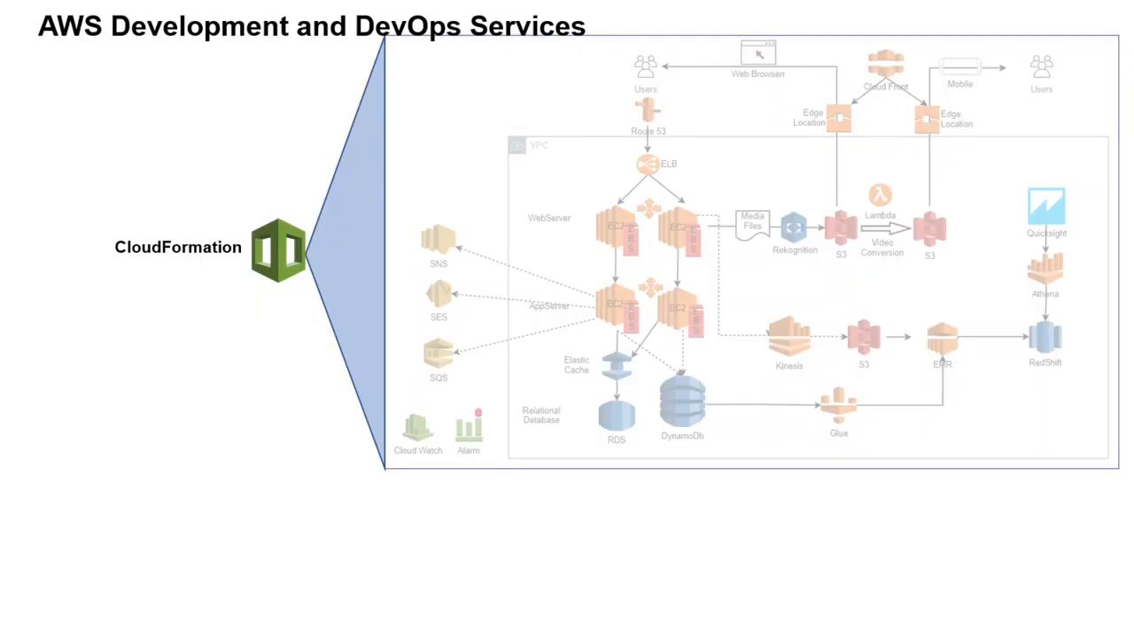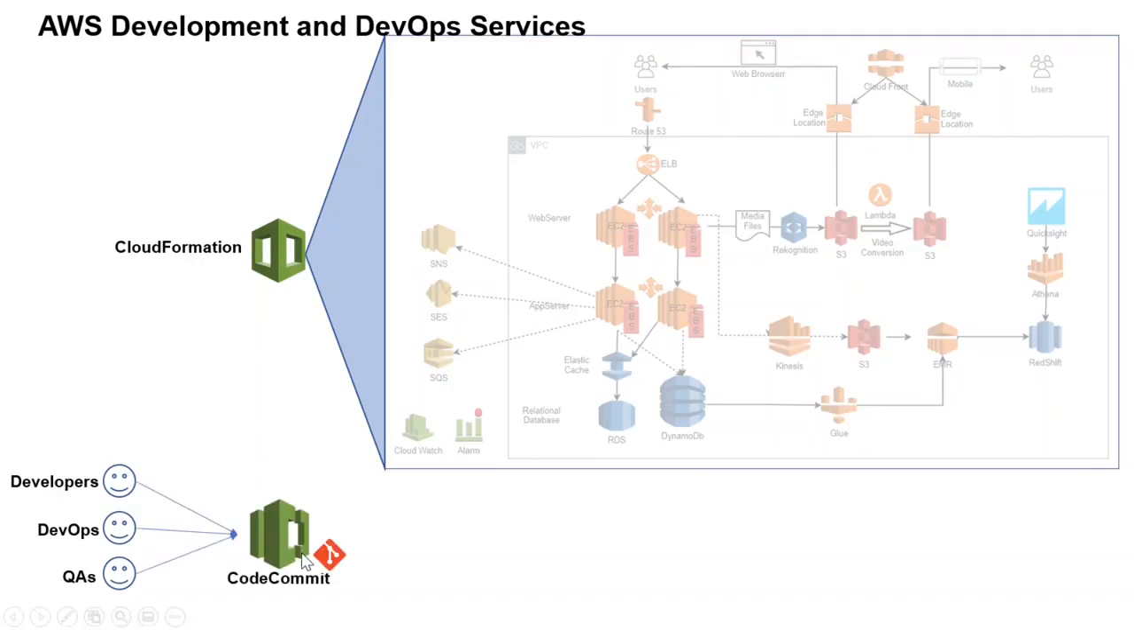DevOps team usually write these CloudFormation templates. Also, developers write code for our application product, and maybe QAs will write test automation. All of these people will need some kind of code repository, like a Git code repository. For that, AWS has the CodeCommit service where we can check in the code. So even this CloudFormation template is nothing but JSON or YAML code. So the DevOps team will write that as a template, place it inside CodeCommit, and then those templates will be taken by the CloudFormation service and then create this infrastructure.